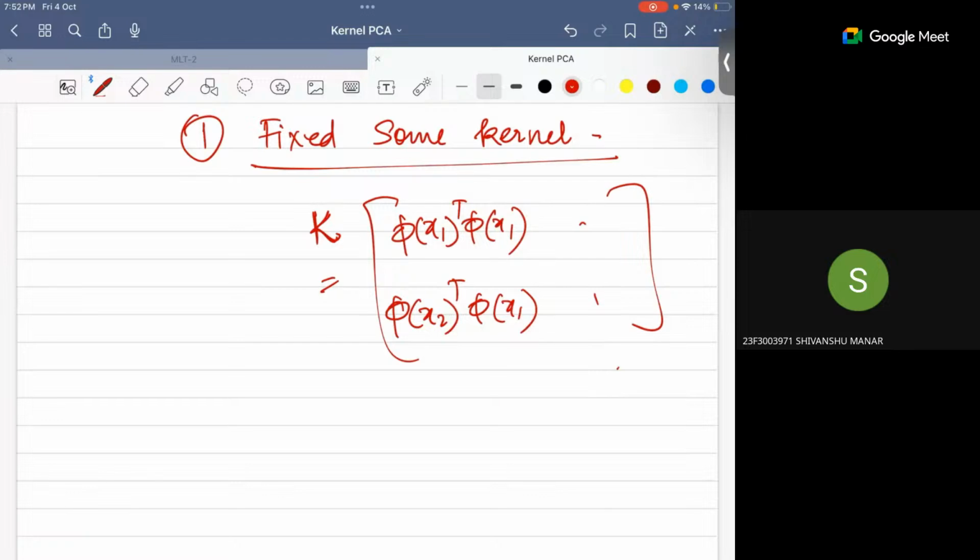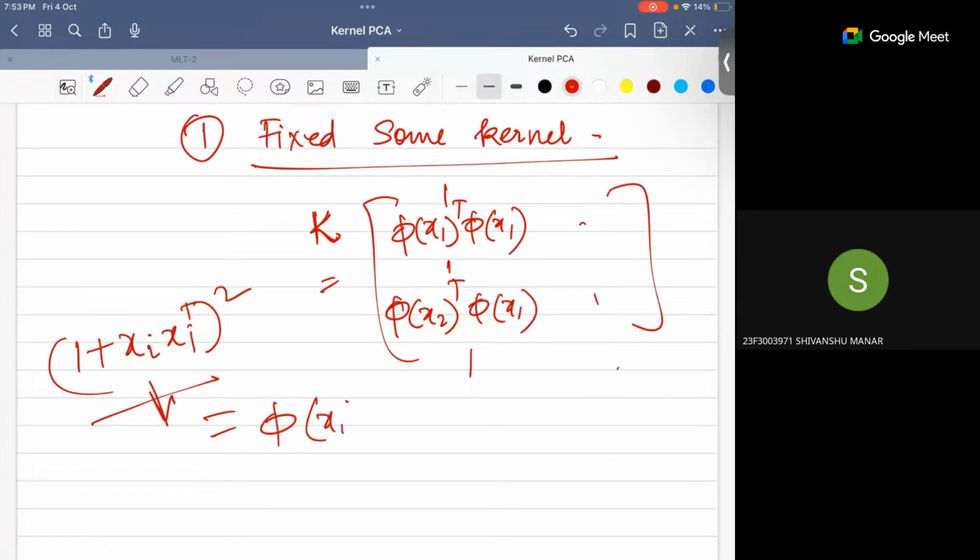Sir, in this matrix, each element is calculated by that formula, xi xj transpose whole square. From here you are calculating each of the values. But we already know that this was equal to this also, right?